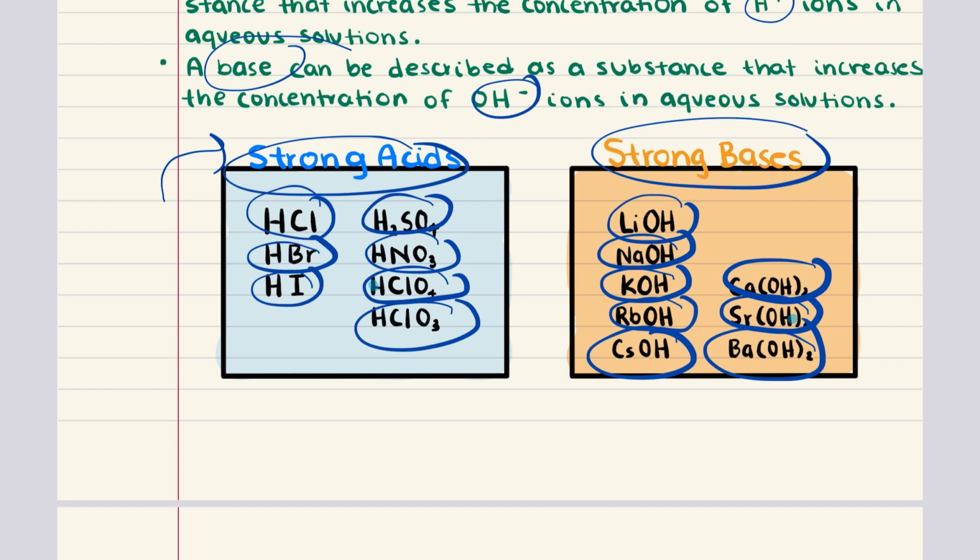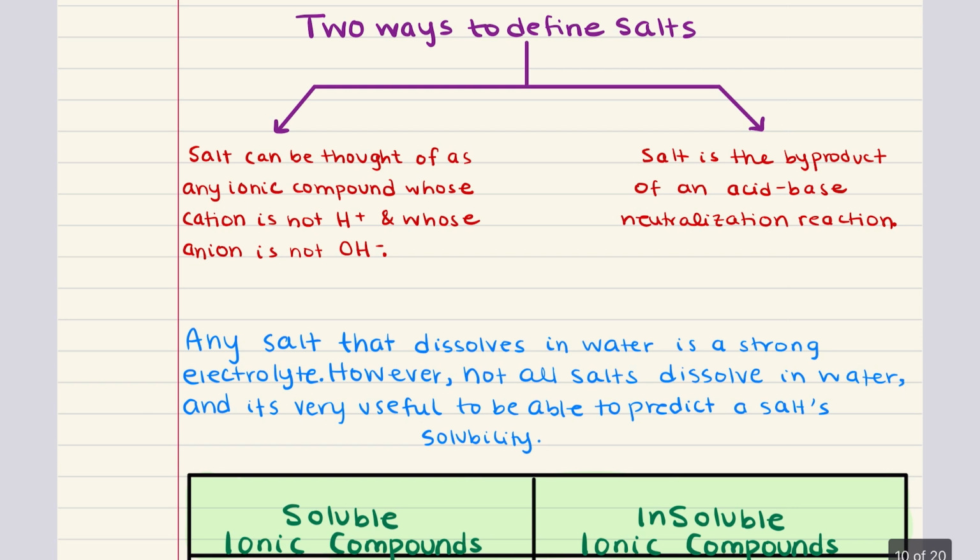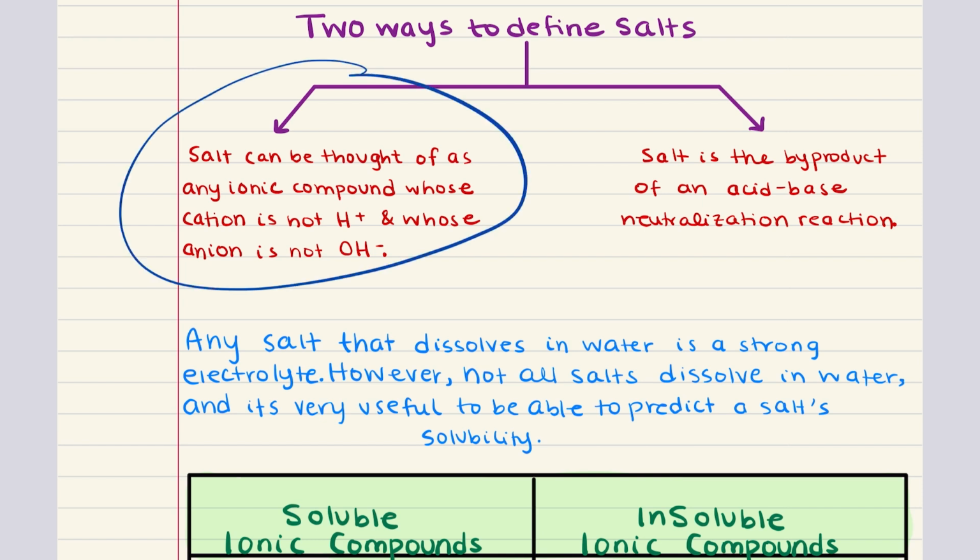Now, the next thing that we want to talk about in this objective is salts. The word salt is a general term that can be applied to many different ionic compounds, and there are 2 ways that we can define a salt. The first way is that a salt can be thought of as an ionic compound whose cation is not H+ and whose anion is not hydroxide. But a better definition is that a salt is the product of an acid-base neutralization reaction.